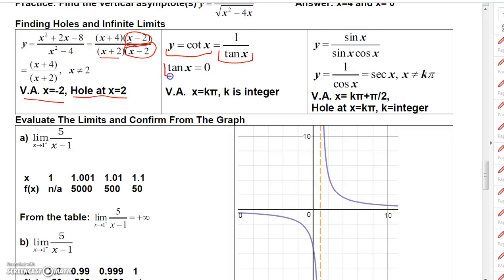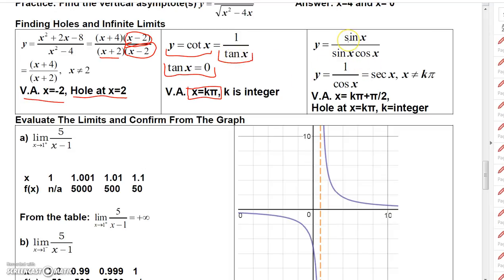So if we found out what makes tangent x equal 0, well, tangent x is 0 at any multiple of pi. So any multiple of pi would be a vertical asymptote for cotangent x, because any multiple of pi would make cotangent x, which is 1 over tangent x, have a 0 in the denominator.